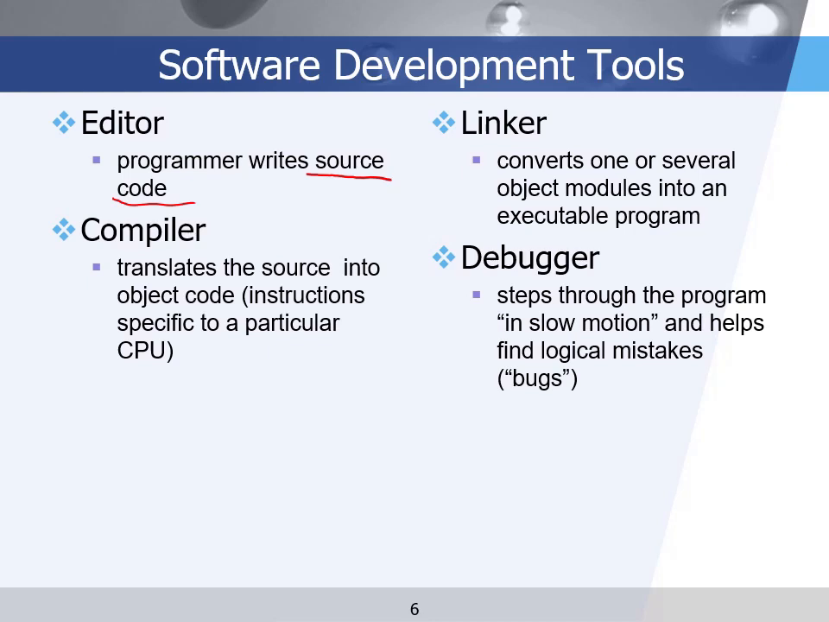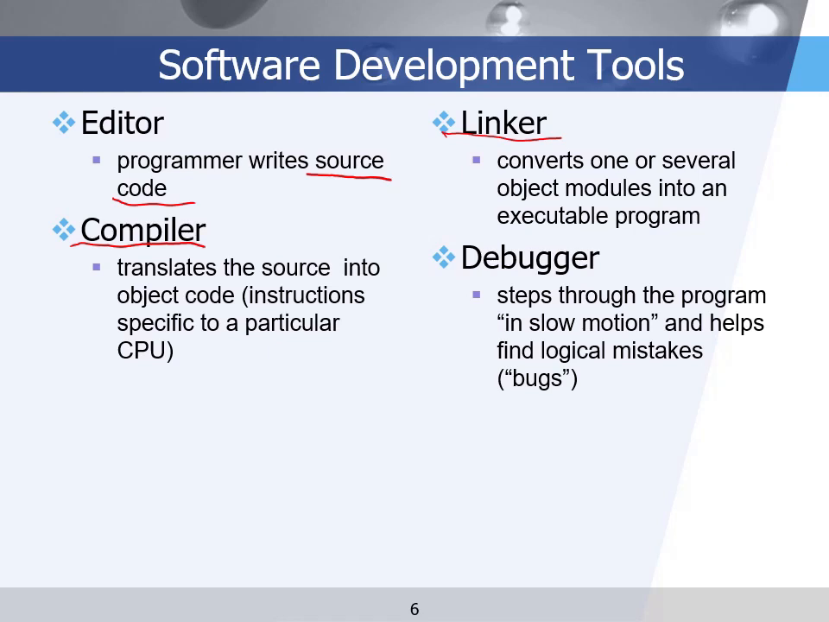The source code cannot be run directly on the computer because it's not binary. So we need some tools to convert the source code into the code that the machine can understand. And we are going to use the compiler and linker. The compiler will translate the source code into the object code, which is binary. And the linker may convert one or several object files into one executable program. In some programming languages you need a linker, but in some you probably don't need the linker.